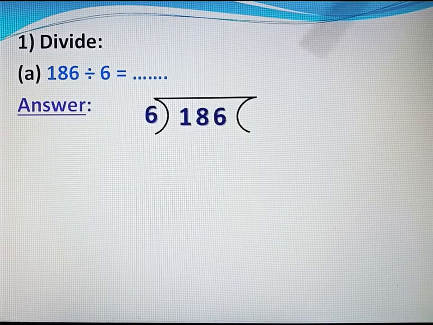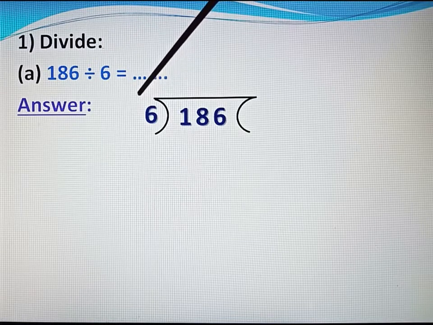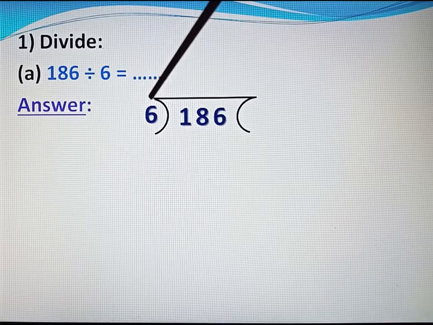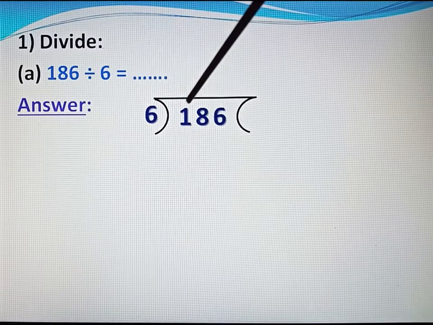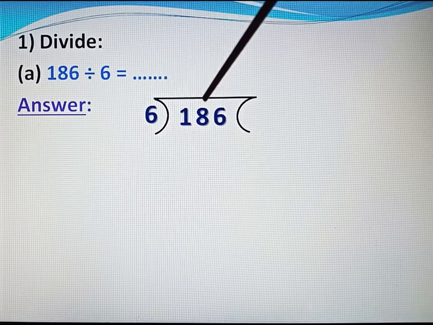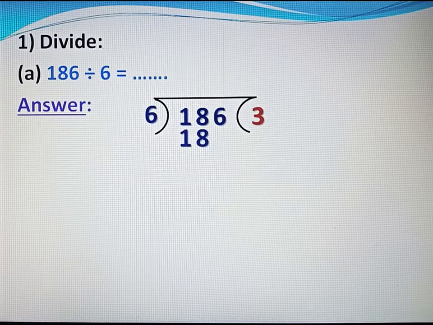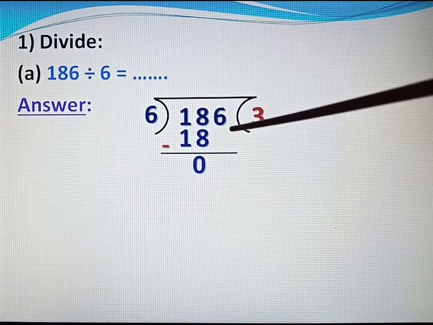See, 186 is dividend, so we have written here, and 6 is divisor, so we have written on left side. Now see, we will multiply this 6 by that number so that it is equal to 18 or less than 18. It should not be greater than 18. We will multiply 6 by 3. 6 3 are 18 and then we will do subtraction. 8 minus 8 0. 1 minus 1 0 and then we will take next number, that is 6.